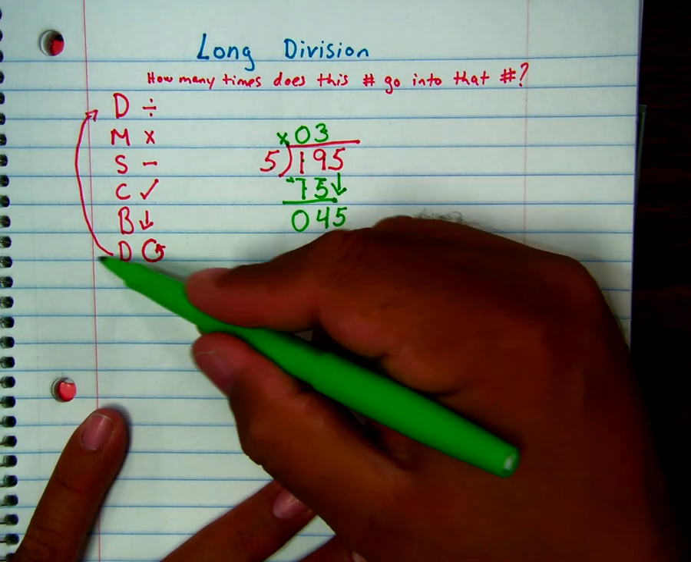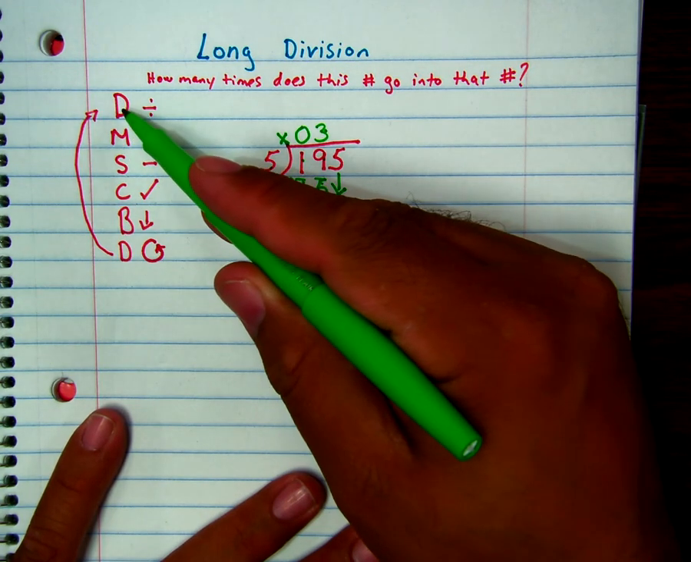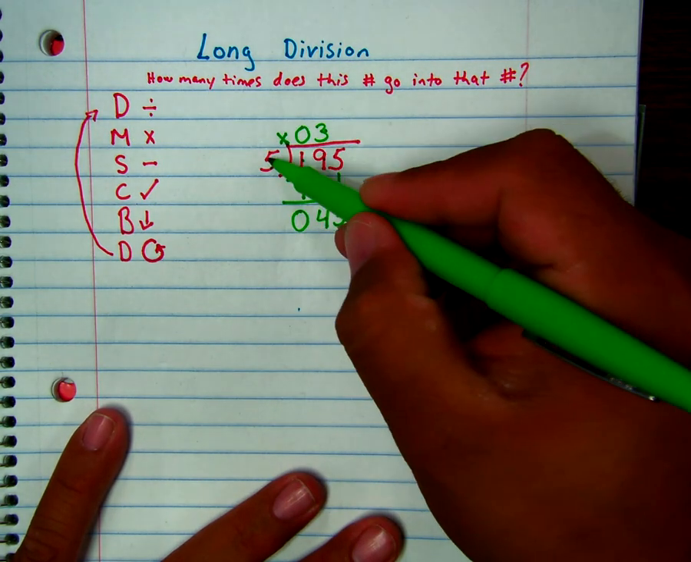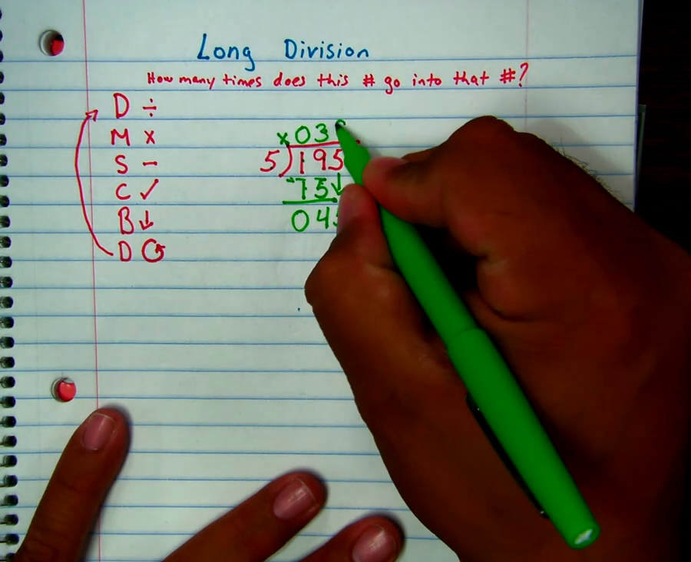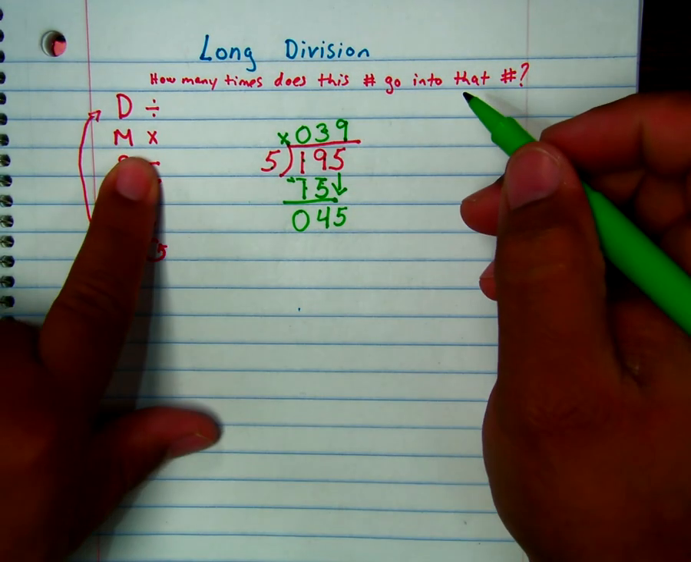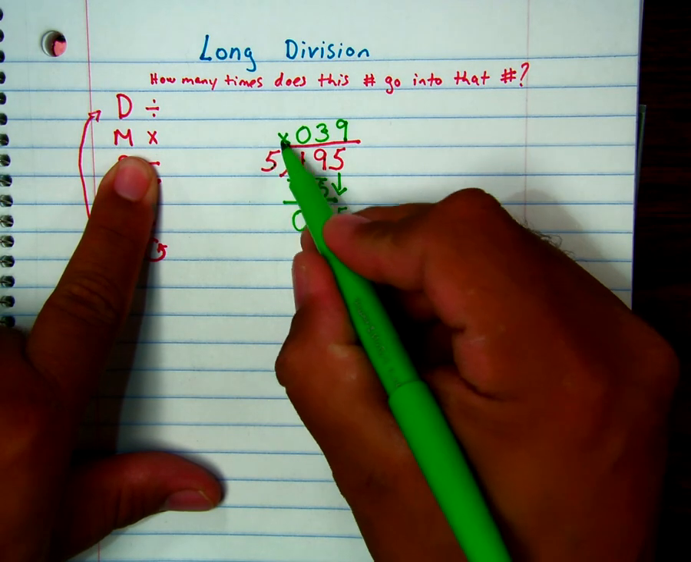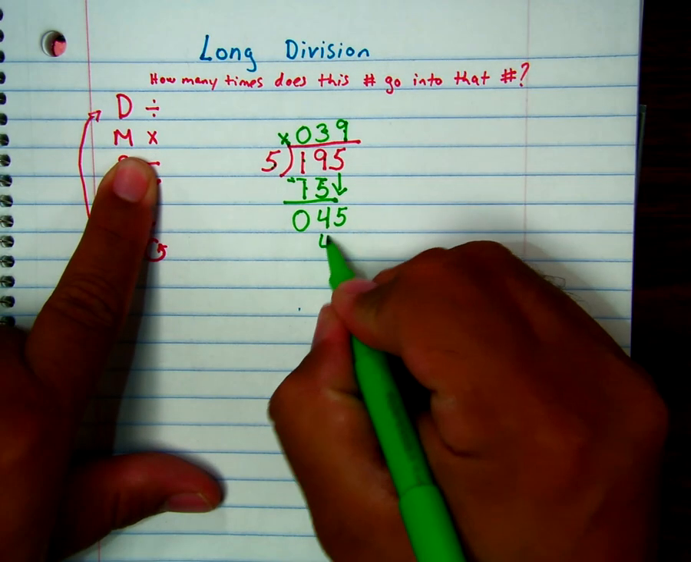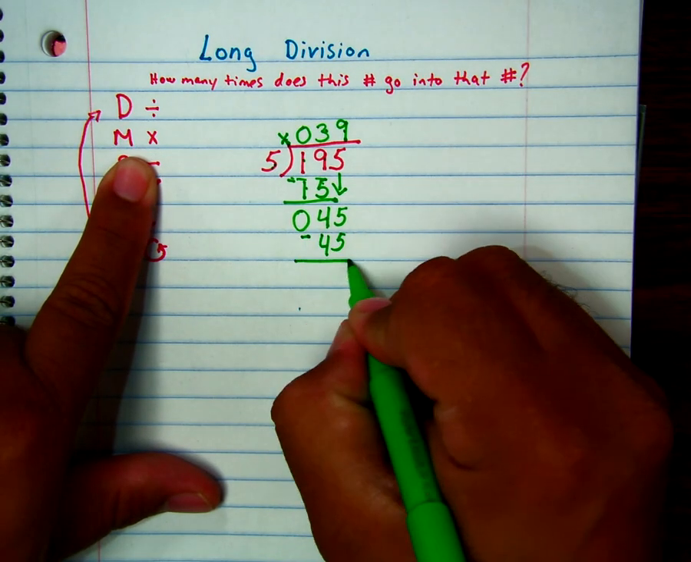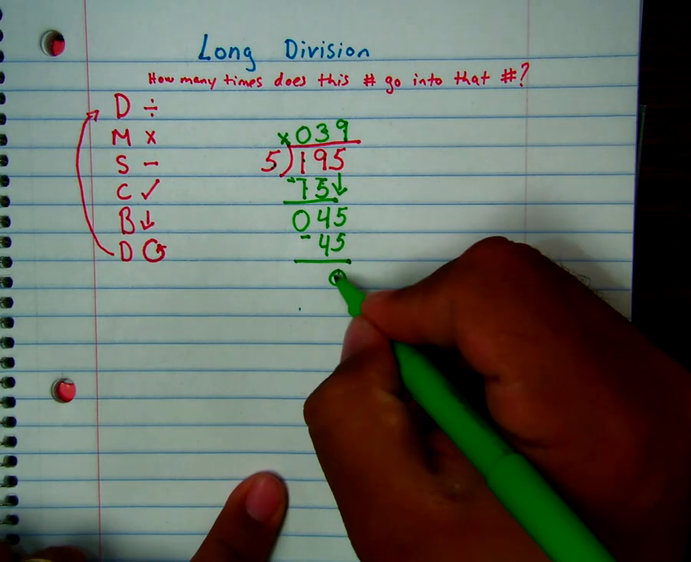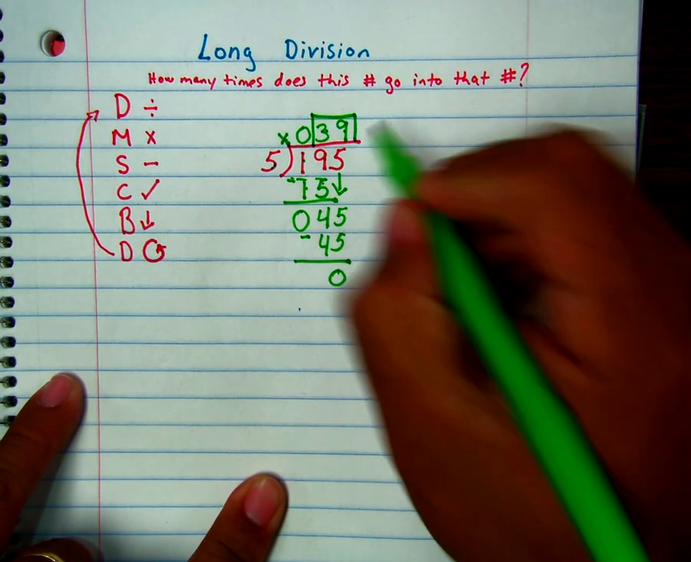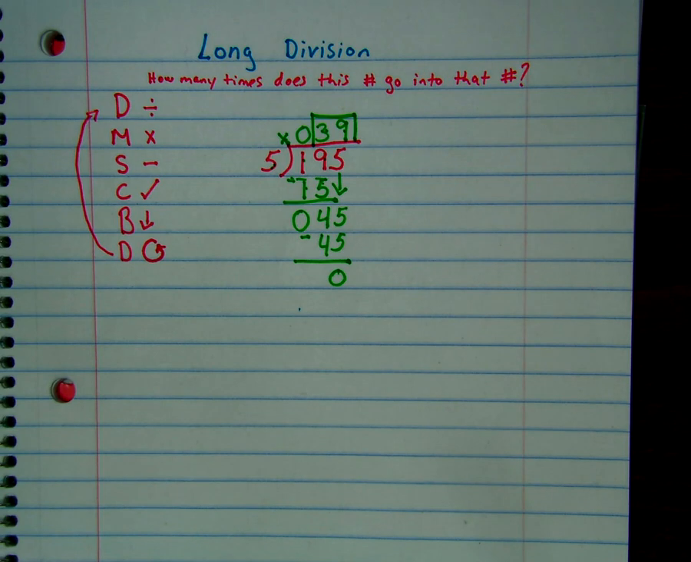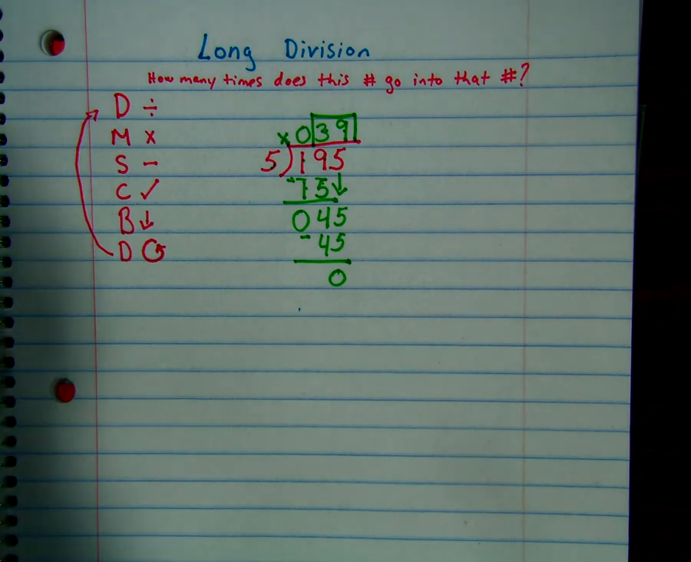And then we come back to the do-over part. We ask ourselves, how many times does 5 go into 45? 5 goes into 45 9 times. So we come to the multiplication. 5 times 9 is 45. We subtract, and we have nothing left over. So our answer is 39. Let's go and do another example.